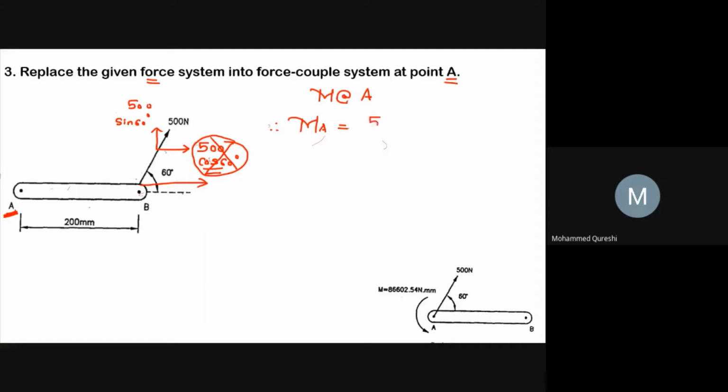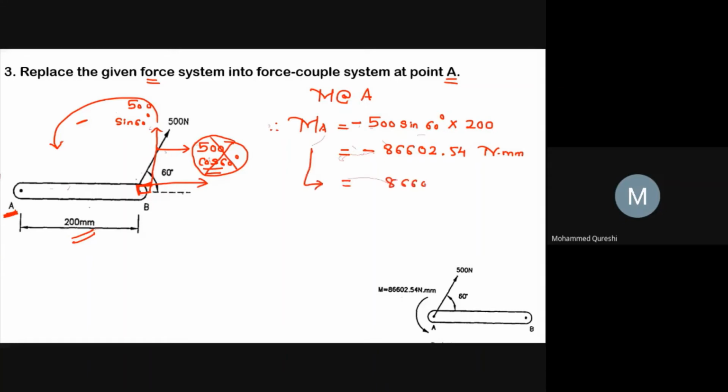So here, the second force is 500 sine 60 degree into this 500 sine 60 degree makes the perpendicular distance over here with respect to point A as 200 mm. So here into 200, and this 500 sine 60 will move towards point A in anti-clockwise direction, hence it will be taken as minus. So after solving the above, you will get 86602.54 Newton into mm, denoted by anticlockwise direction.